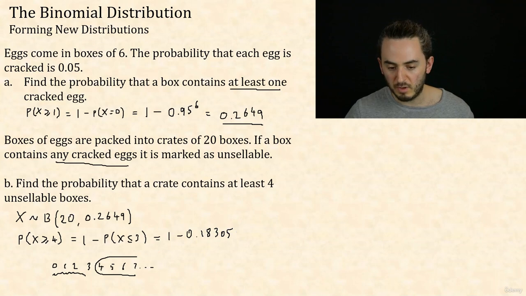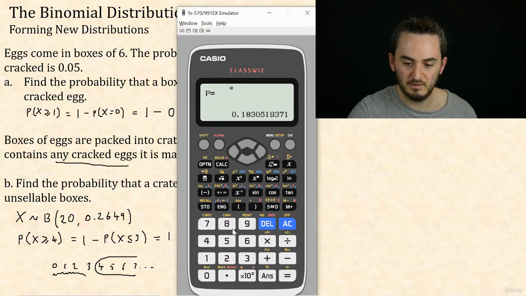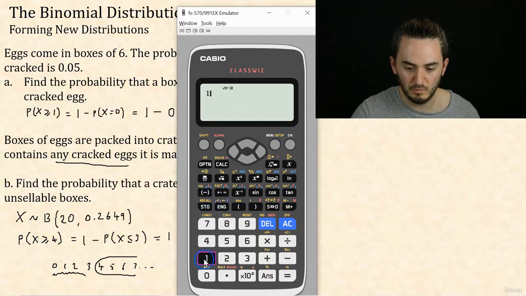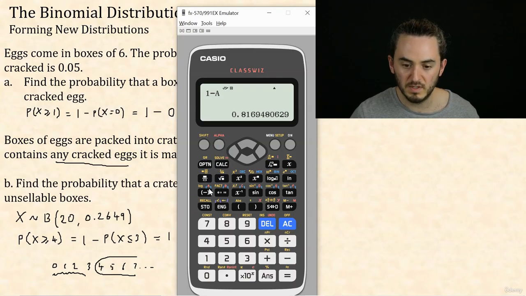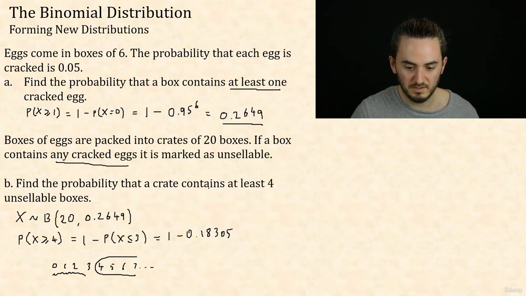Obviously you can just key that into the calculator like that, or you can use this nice little trick that I've shown you before, where we just store what's on the screen as A, go back to our regular mode and do 1 minus A. And there's our answer, 0.8169.